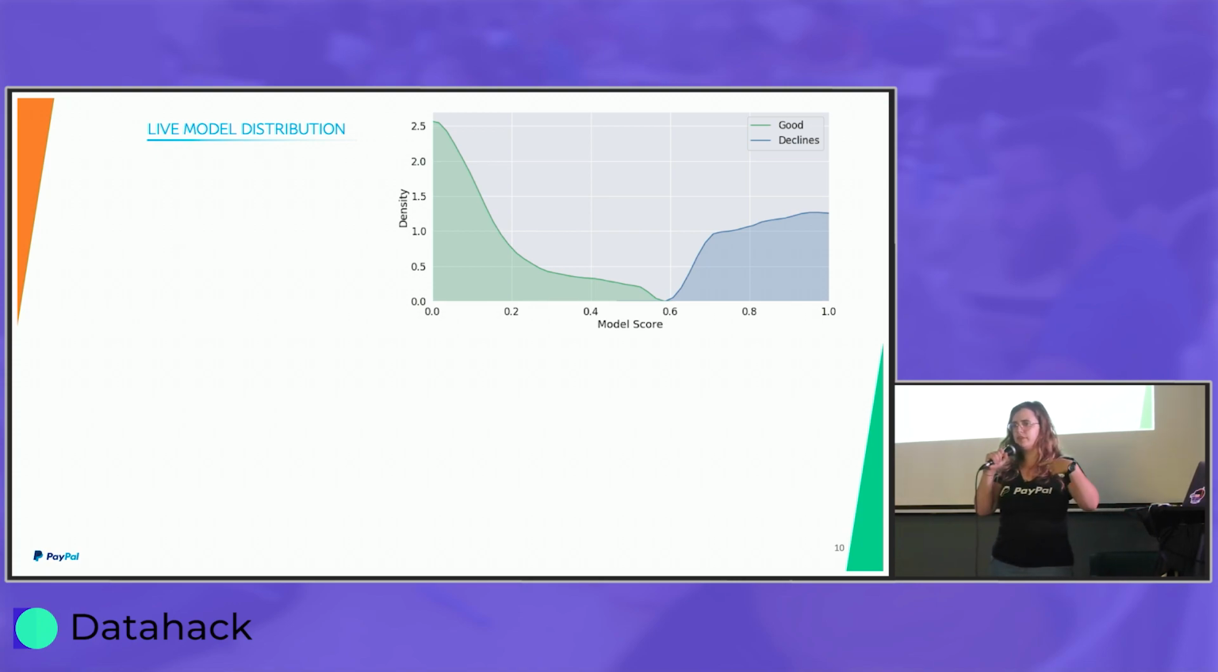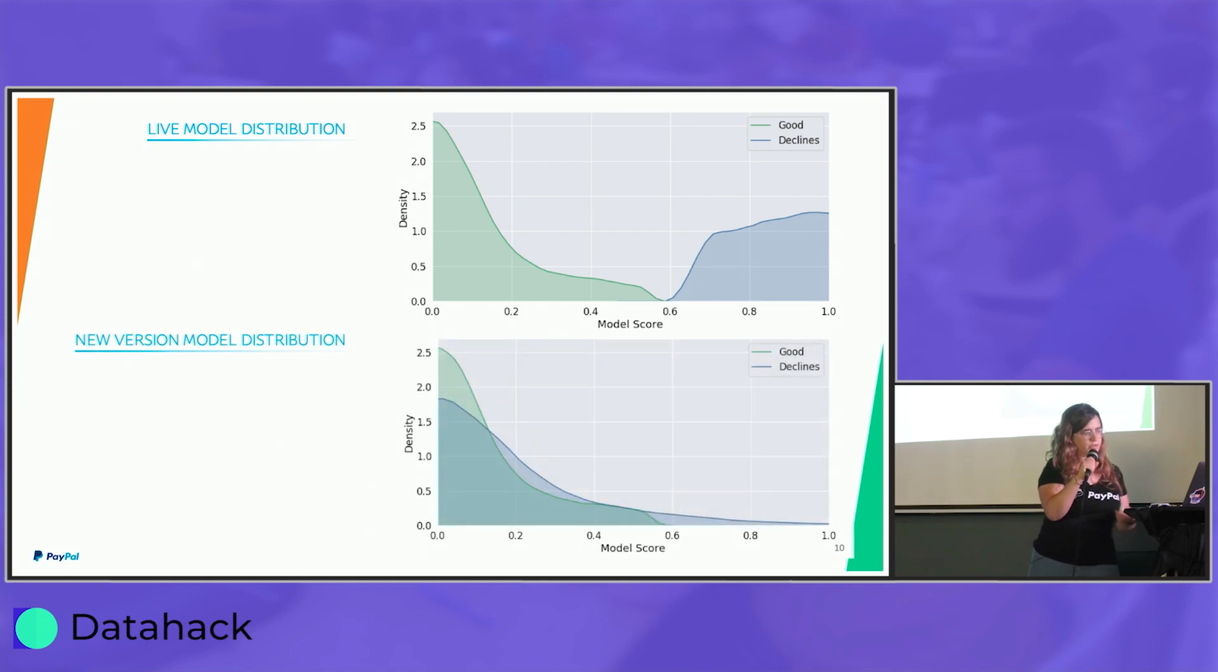If we would have trained the model only on good and bad, without that declines population, our model score distribution would look something like this, where maybe the good cases are still being identified by our model, but you can see that the declines cases have quite a similar distribution to the good cases. And if you think about it, it actually makes a lot of sense, right? If we didn't train on these cases, why would our model know how to identify them?